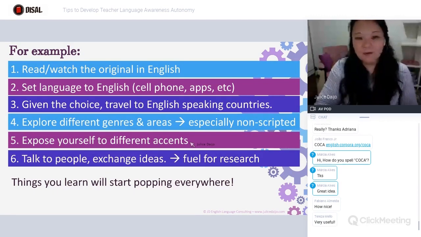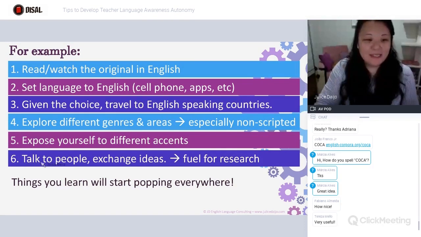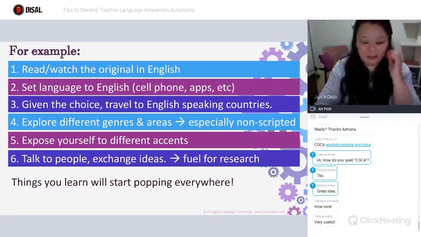It's okay for you to work on your accent, but it doesn't have to be perfect. I think the movement has to be different. It has to be the opposite. Expose yourself to different accents, and as long as it's comprehensible, you're not mispronouncing things, it's all right. Number 6, talk to people, exchange ideas, and make sure you have feel for research. So for instance, I hope that after this talk, this webinar, you have enough feel to keep you entertained for some time studying on your own.